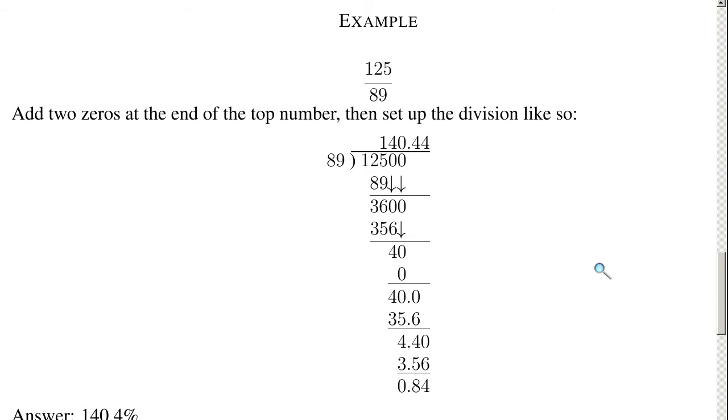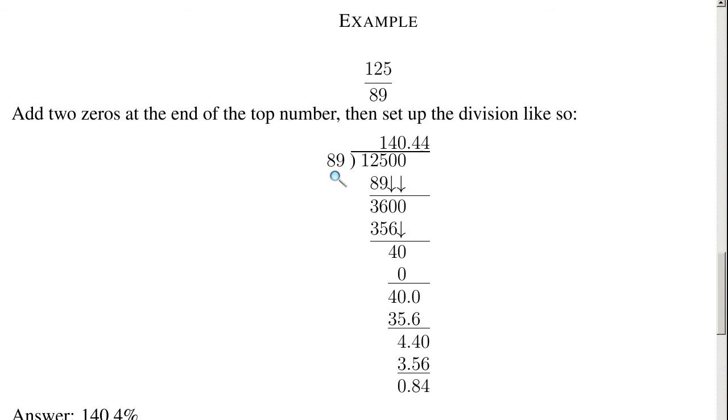For our third example, we want to know if this can also work if the numerator is bigger than the denominator. As it turns out, yes, it does. We can handle it the exact same way. Add 2 zeros to the numerator and set up the division like so. So 125, add 2 zeros, put it inside of this bracket, put the 89, the denominator, out here to the left of the bracket, and away we go.